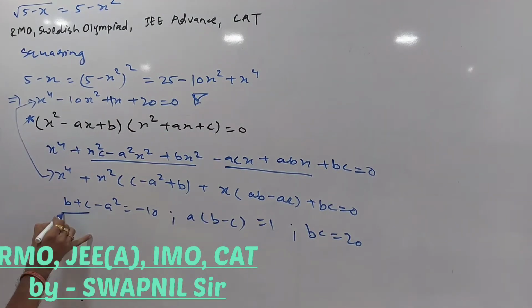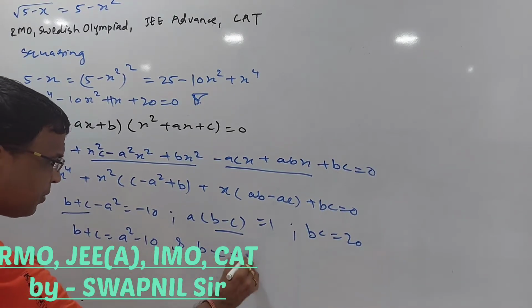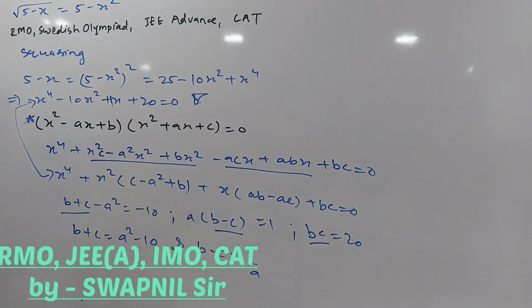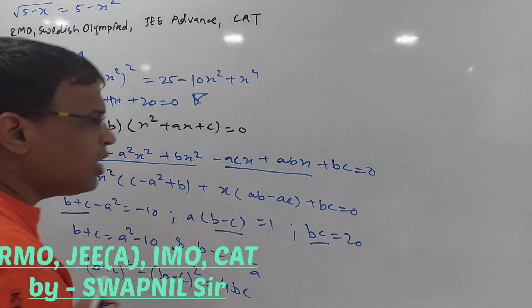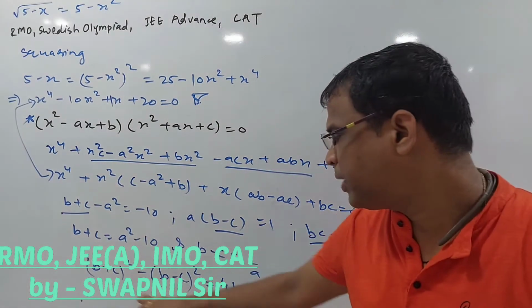See, here b plus c is coming, here b minus c is coming, so I will work on that because I know the relation for that. So b plus c is equal to a square minus 10 and b minus c is equal to 1 upon a. And I have bc is equal to 20. So there is an identity I can write down here: b plus c whole square minus b minus c whole square is equal to 4bc. You would have learned this identity in 9th standard, or if you haven't, you can just expand it and you will get it.